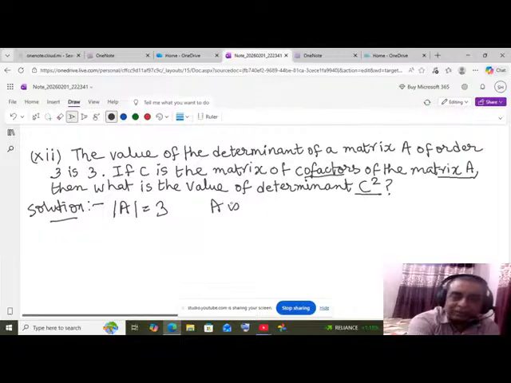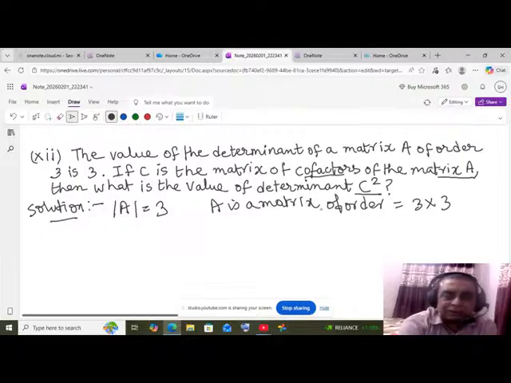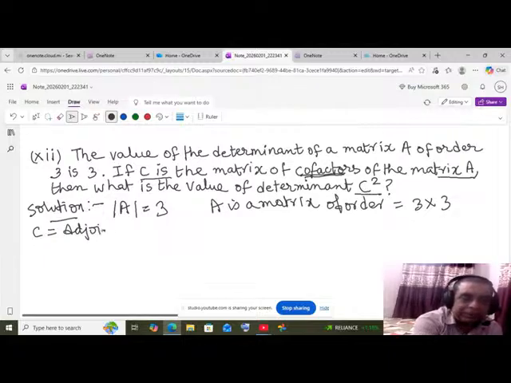And A is a matrix. In the question we are told A is a matrix of order 3. That means it is a square matrix, 3 times 3. And we are told C is the matrix of cofactors, that means adjugate. So C is the adjoint of A. Okay, so C is the adjoint of A.